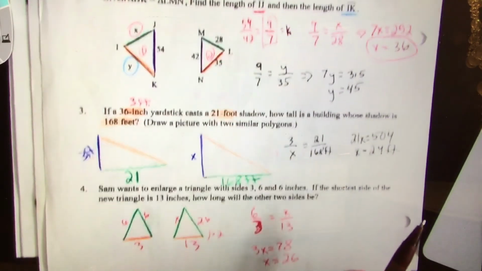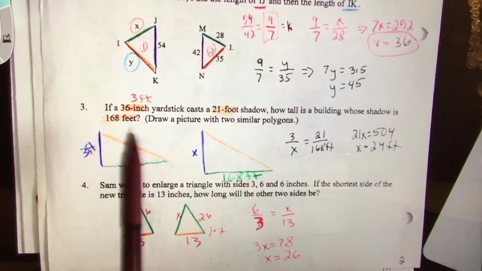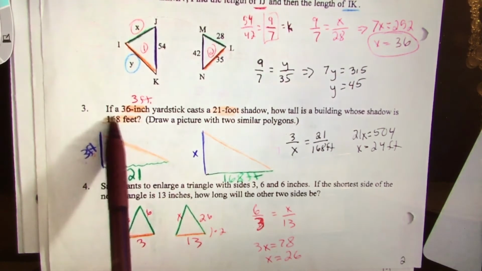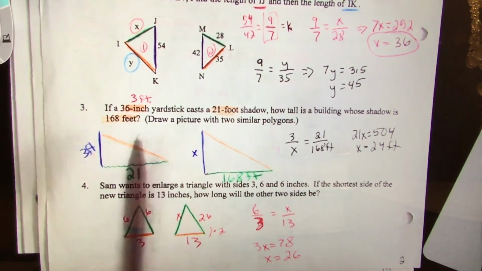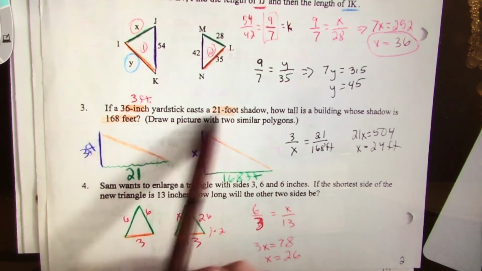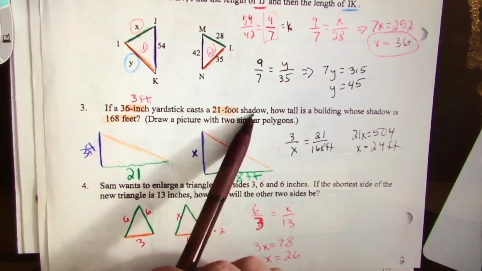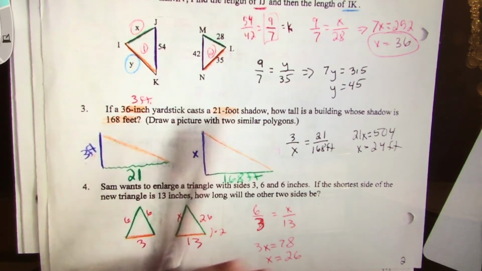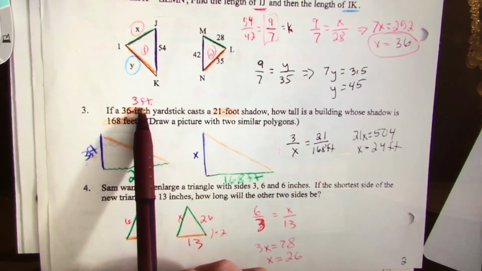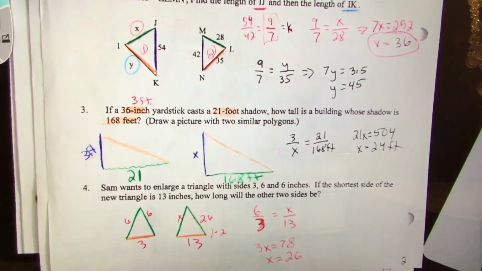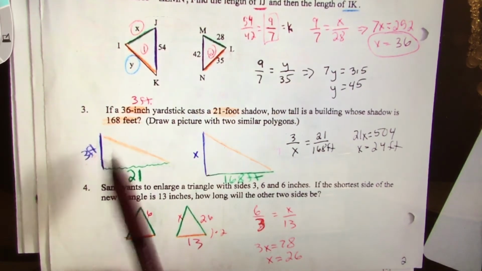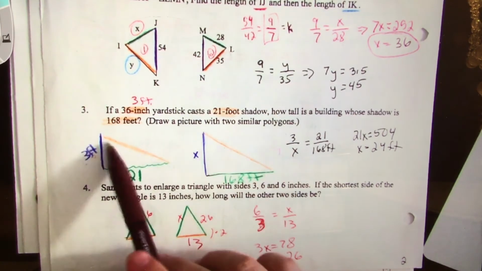Number 3, this one's tricky because one, it's a word problem. Two, it tells me if a 36-inch yardstick casts a 21-foot shadow. Well, this is in inches and this is in feet, so I just converted the 36 inches to 3 feet. Much easier to have them both in feet than doing 21 times 12 for inches. And so it says draw a picture of the two similars.